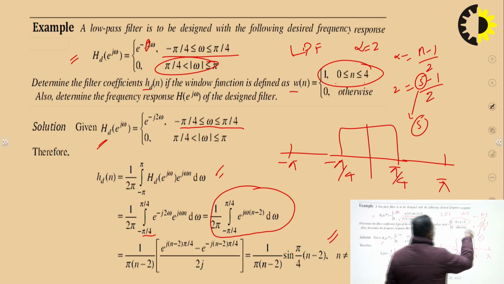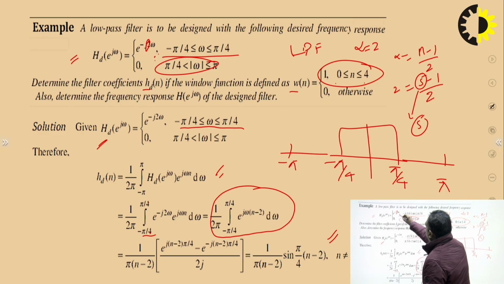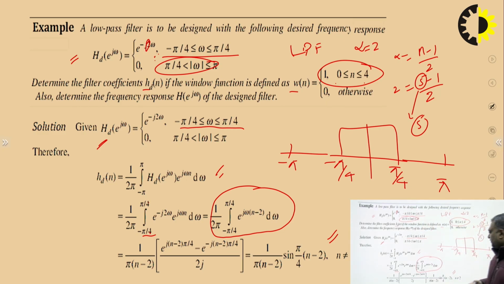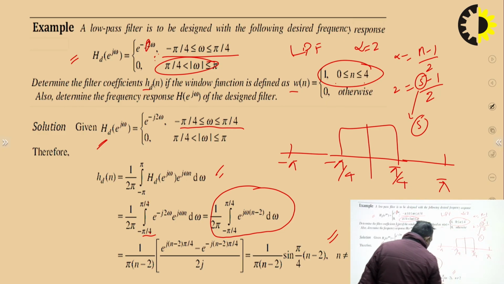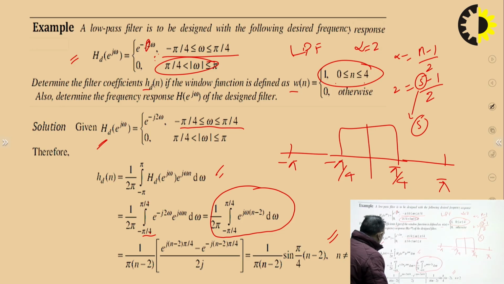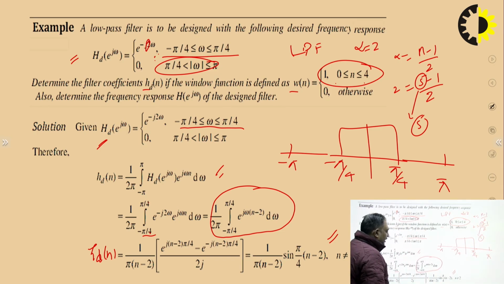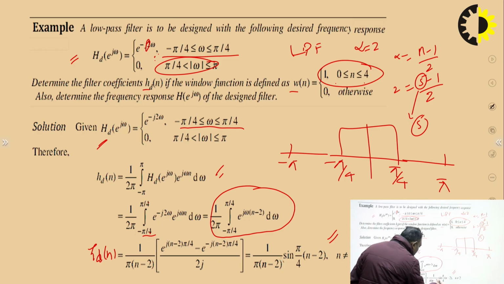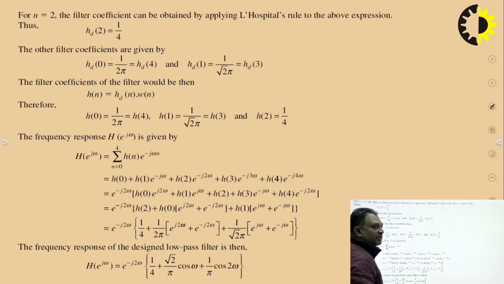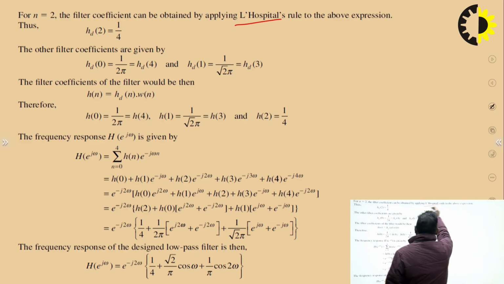So if it is not given to you, even then you can find it. Now one important thing here: this is the value of hd[n], and you will change the value of n from 0 to 4 and find out these values. You will see for all the values it is okay, but when n equals 2, you will find you are having a 0 by 0 form, which cannot be solved like the normal method. It will be solved only by L'Hopital's method.